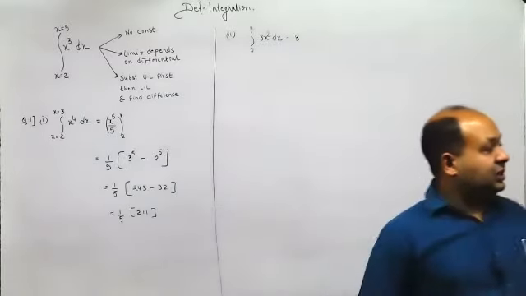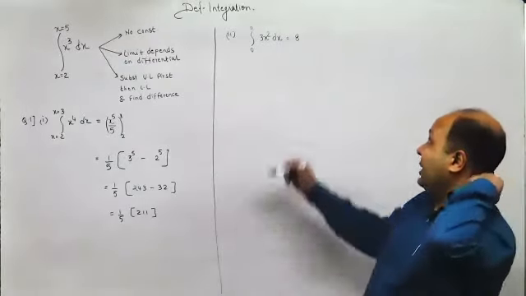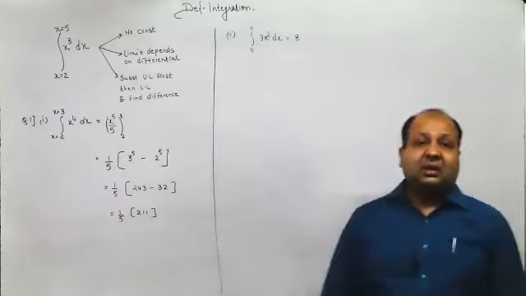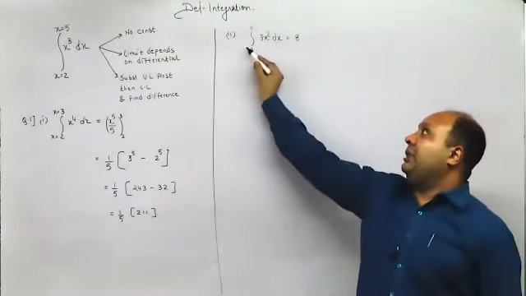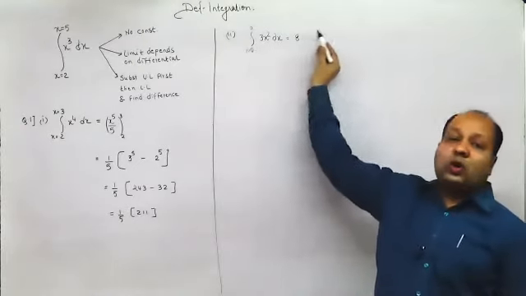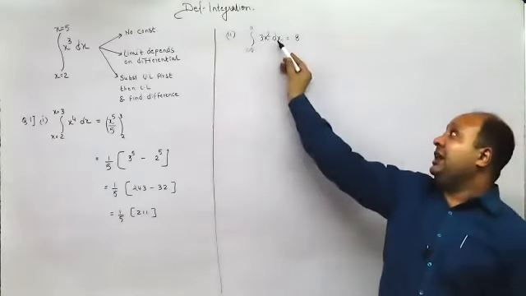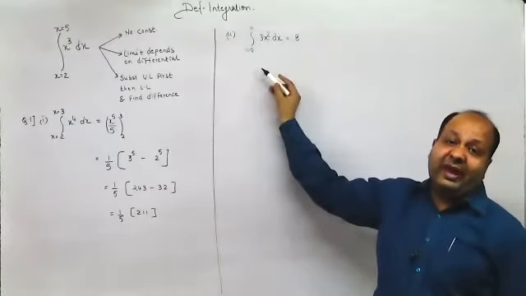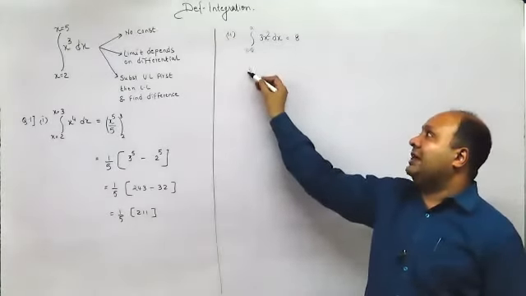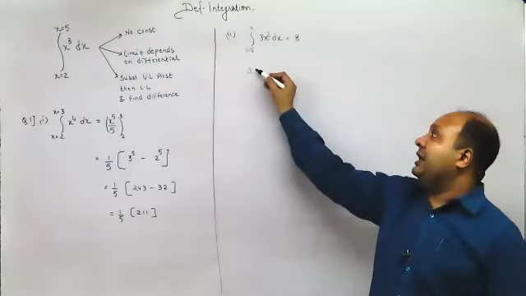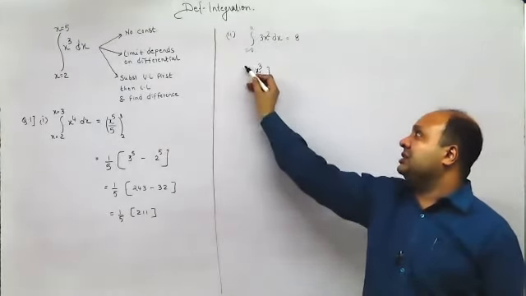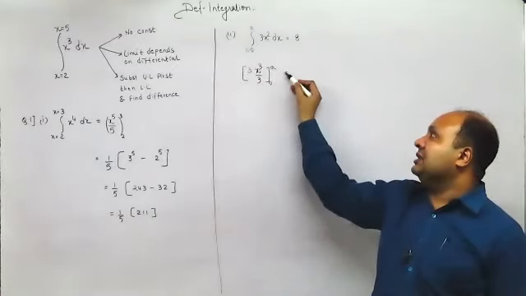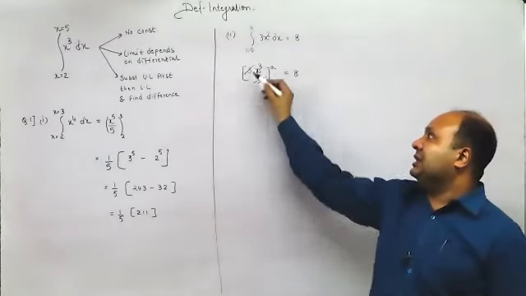Now here, this is 3x squared dx equal to 8. As I said, this is definite integration, dx, so limit would be in terms of x, no constant here. Take 3 out, solve it as if it is an indefinite integration problem. You get x cubed by 3. 3 and 3 get cancelled. This is 0 to a and this is equal to 8.